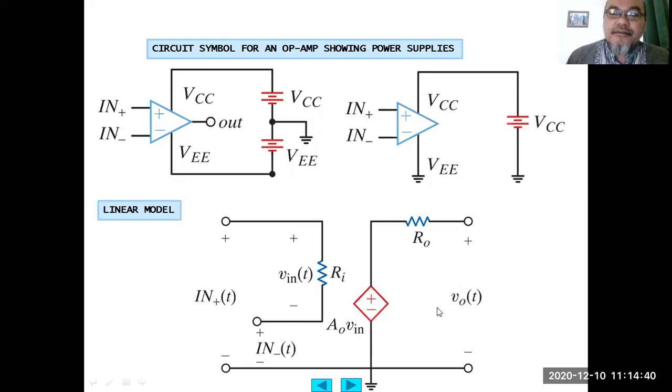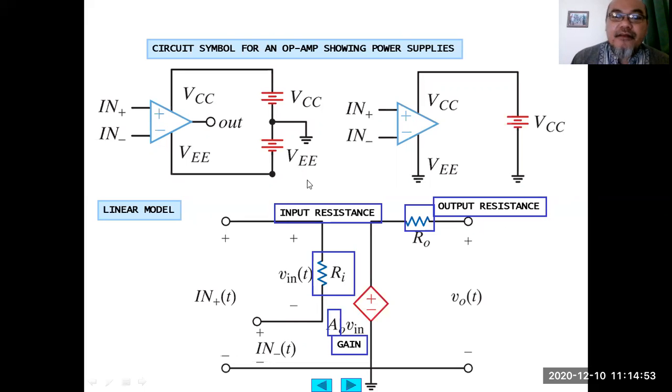Okay, so this is how you analyze an operational amplifier. This is how it looks. Of course, inside it is more complex, but this is the model if you put it into a circuit. This is the input resistance Ri. This is the output resistance Ro. A0 is the gain.